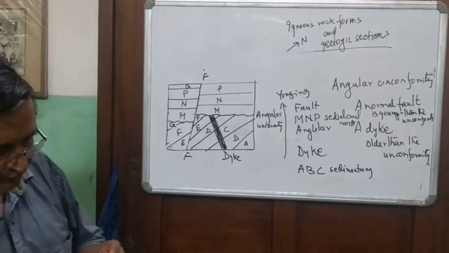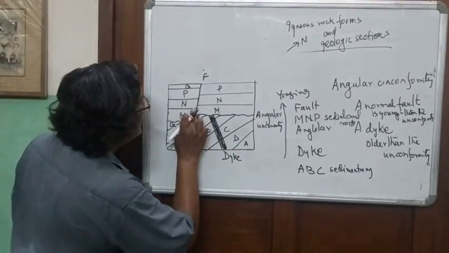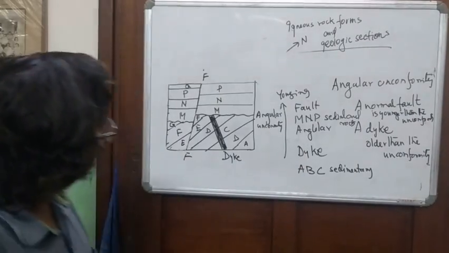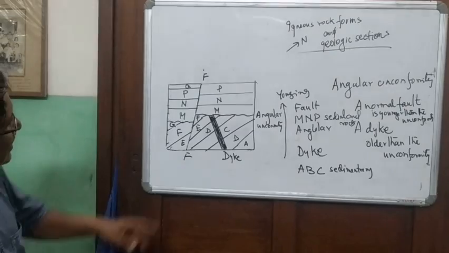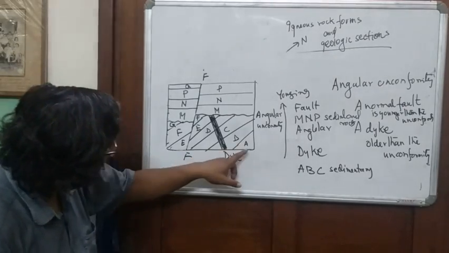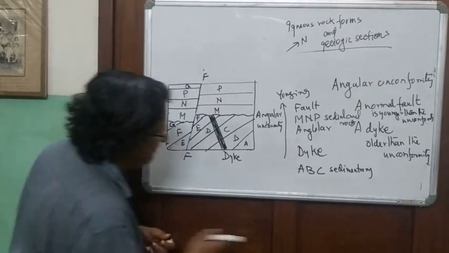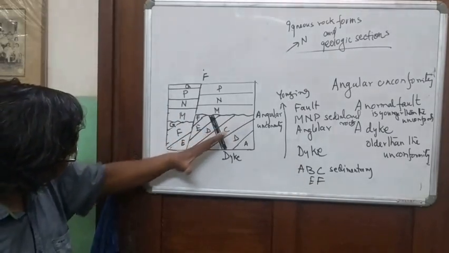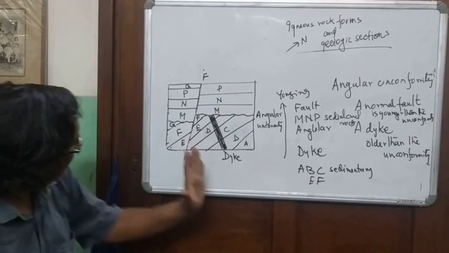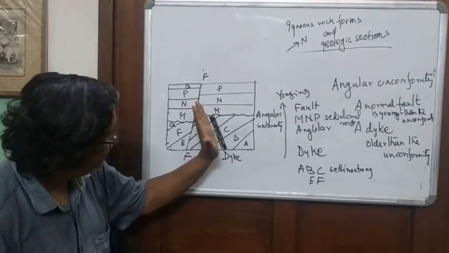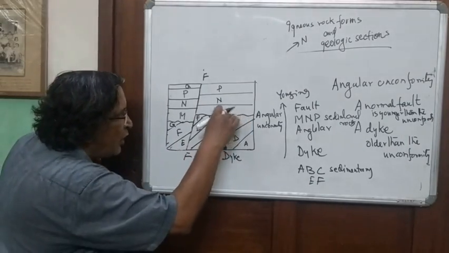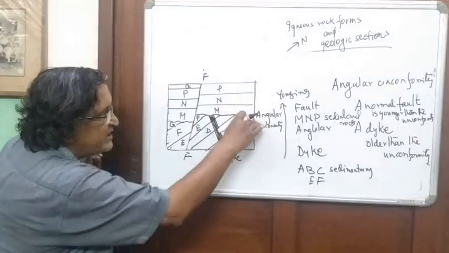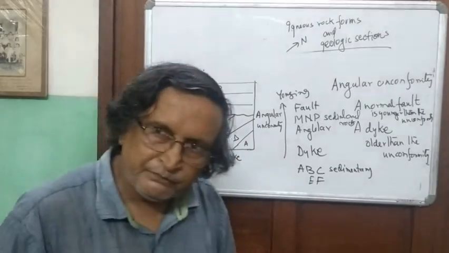You see that? Look at this diagram for some time. See what I have done. You had a sedimentary sequence A, B, C, D, E, F. A sedimentary sequence, inclined beds, and a dike cutting across it. But the whole thing was truncated by this angular unconformity.